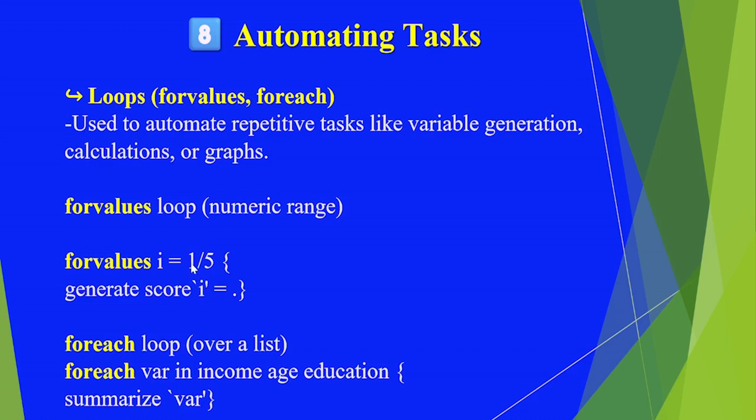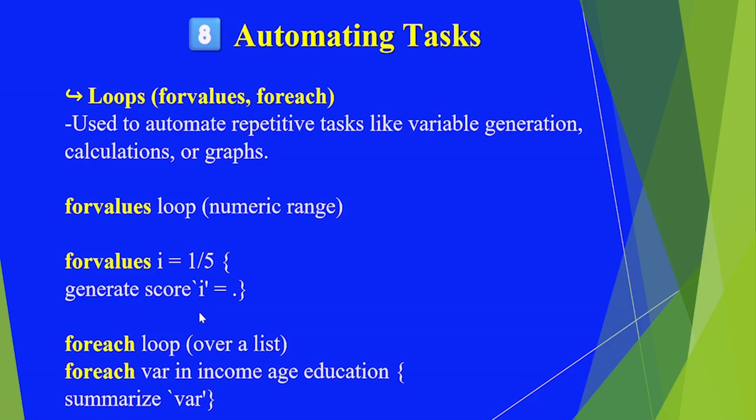So this simply means that we want to generate values ranging from 1 through 5, and we are telling STATA that it should generate a column or a variable called score, and this score will take on the value of each i, which means each i will be like 1, 2, 3, all the way to 5.